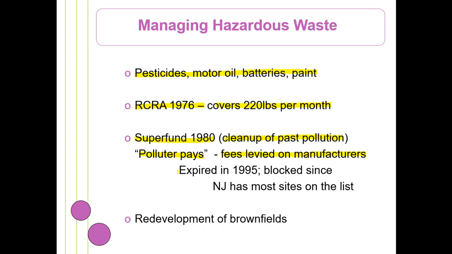Now, the Superfund expired in 1995, and because of other priorities, it's been blocked ever since. New Jersey, in fact, has the most of these Superfund cleanup sites on the list. Another effort, what we call brownfields, were tainted by hazardous waste that could not be revegetated. Well, then there's been some efforts to redevelop brownfields as well.